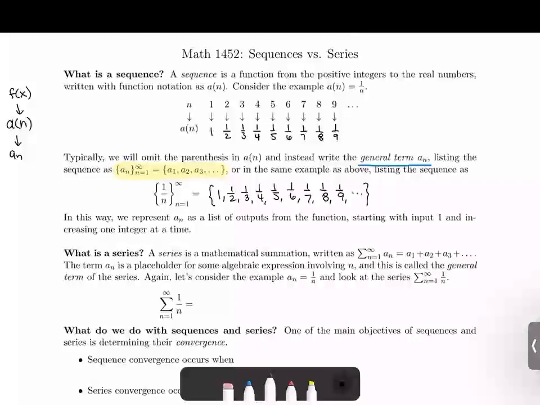Sequences are often talked about in relation to series, where a series is a mathematical summation and it's denoted like so. Comparing what's highlighted there in yellow, you can see that a summation has a general term a sub n, which is a placeholder for some algebraic expression. Instead of listing out what our outputs are, we are going to add them all together.